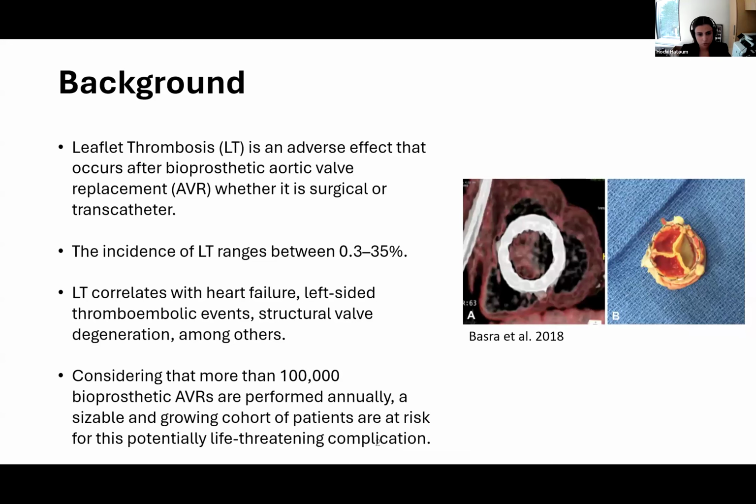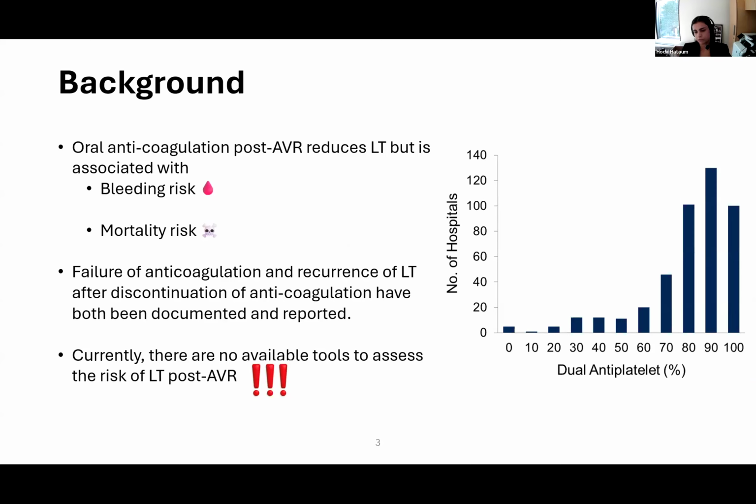Leaflet thrombosis correlates with early valve degeneration, with thromboembolic events, and with heart failure, among other adverse outcomes as well. So considering that AVR is on the rise and the number of patients getting bioprosthetic valves is also on the rise, then we expect that leaflet thrombosis incidence is only going to be bigger and bigger, and we need something to address that.